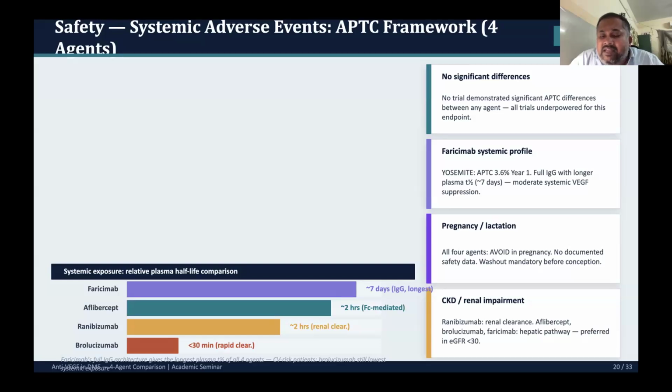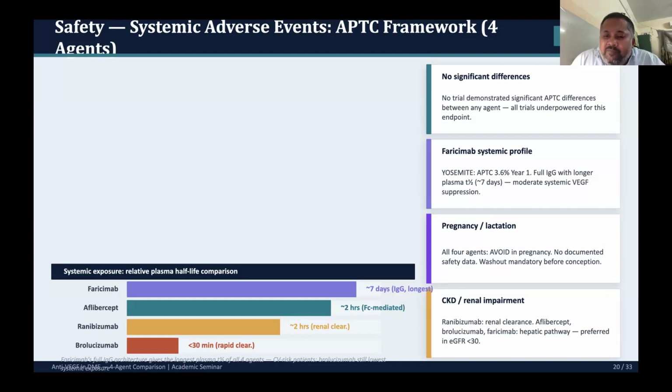And in CKD renal patients, the main route of clearance for ranibizumab was renal clearance. For aflibercept, brolucizumab, faricimab, the clearance was mainly through the hepatic pathway. So these are preferred when the effective GFR is less than 30. Again, in terms of other differences, the APTC differences between any agent, all trials were underpowered for this endpoint. There was no proper data collected for that.